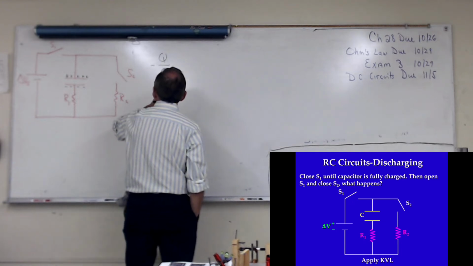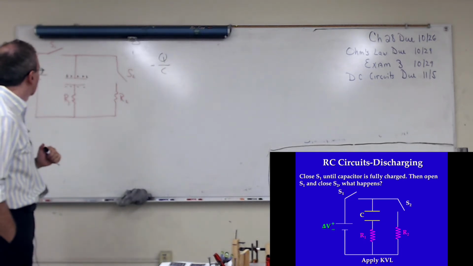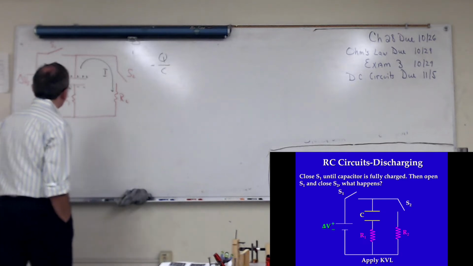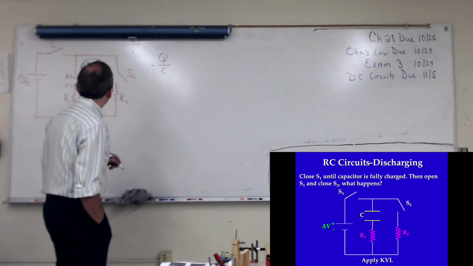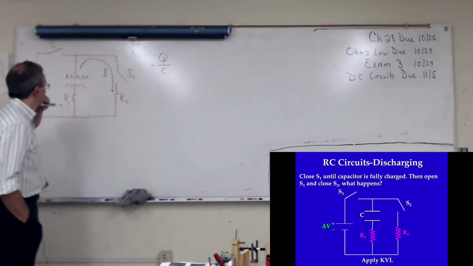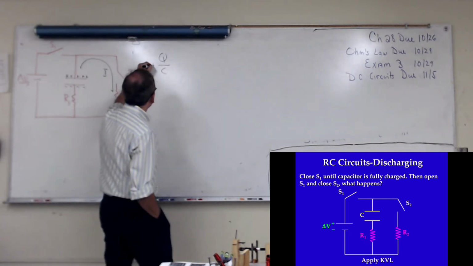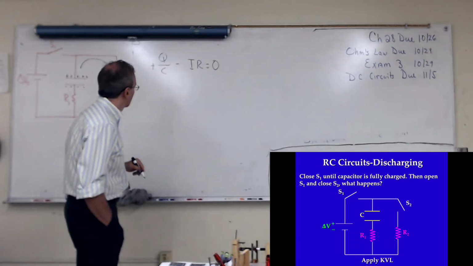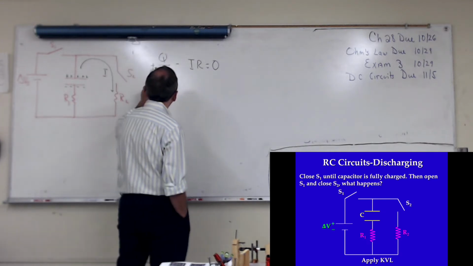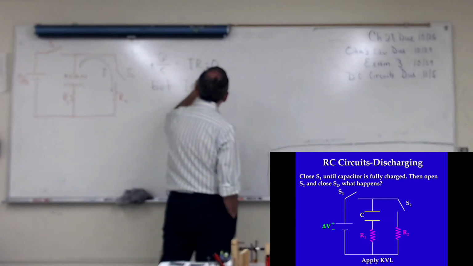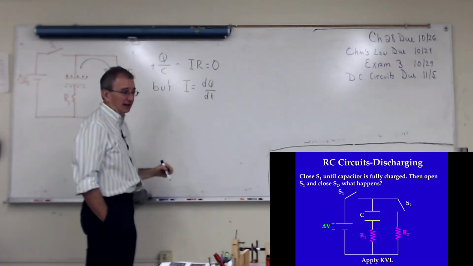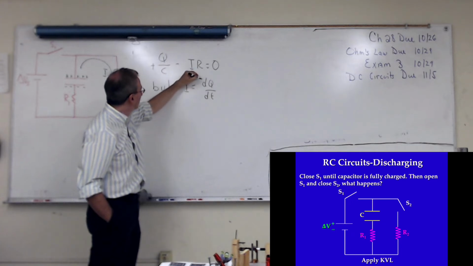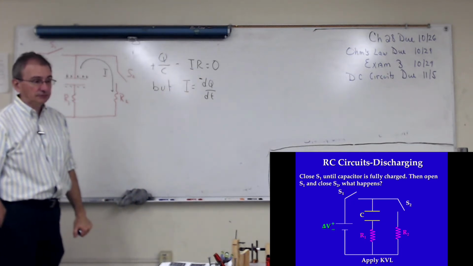There's a voltage drop across the capacitor. But if the electrons are going this way, the current's going this way. If I sum the voltage drops this way, and this is a voltage gain, and that's a voltage drop, but I is dq over dt. Actually, I is not dq over dt. What is it? It's minus dq over dt. And so then I have q over C.